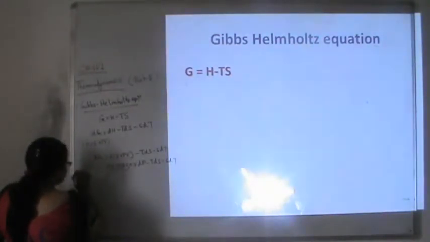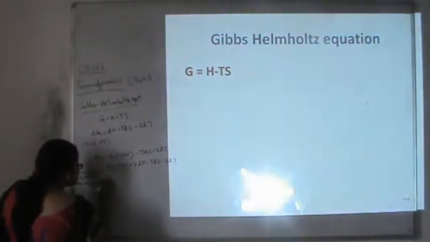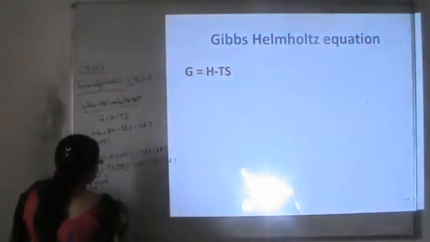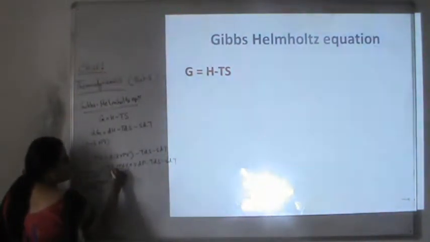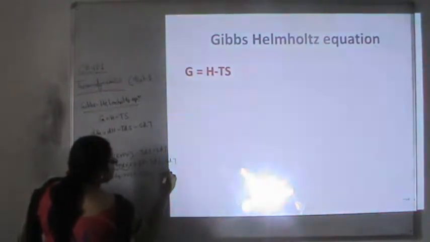From the first law of thermodynamics, dQ is equal to dE plus PdV when only PV work is considered. Considering only PV work, we can write from the first law, dG is equal to dQ plus VdP minus TdS minus SdT.